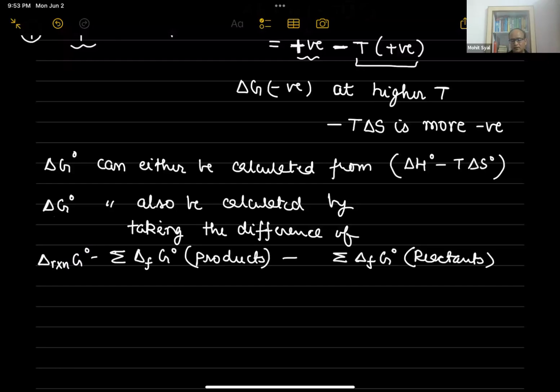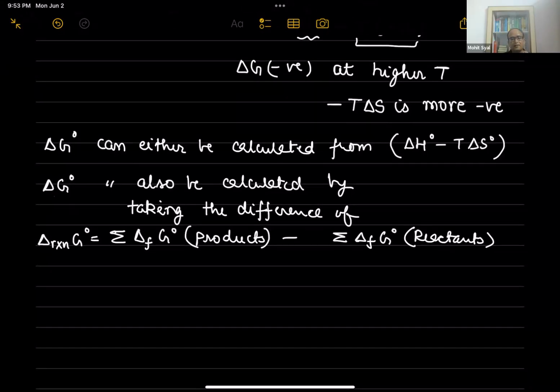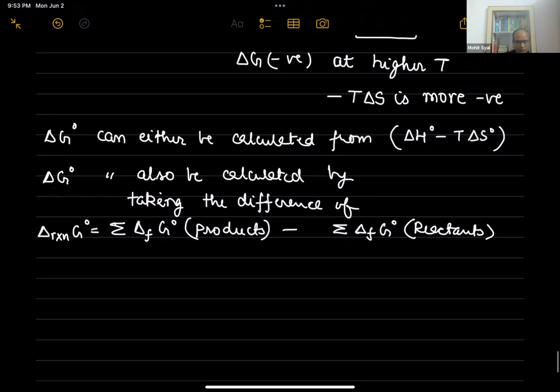We did this type of formula in delta H also. Enthalpy change for a reaction is the sum of the enthalpies of formation of products minus the sum of the enthalpies of formation of reactants. In this case, the standard Gibbs free energy change for a reaction is the sum of the standard Gibbs free energy of formation of products minus the sum of the standard Gibbs free energy of formation of reactants.